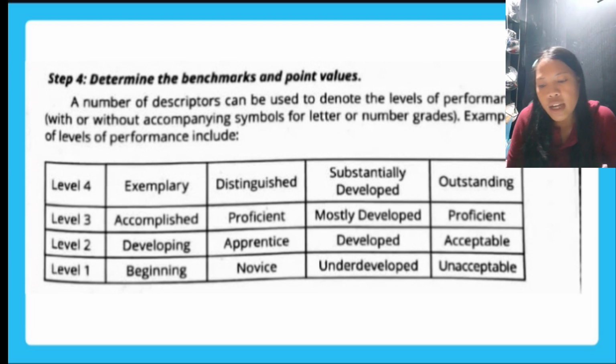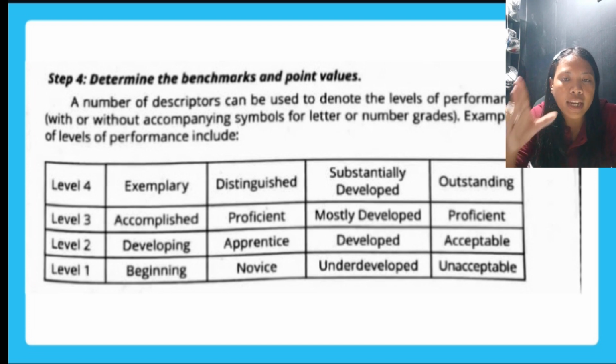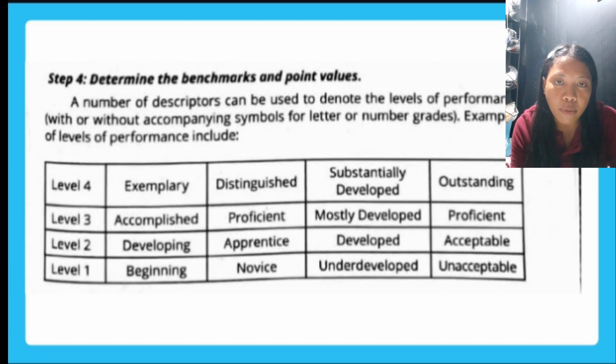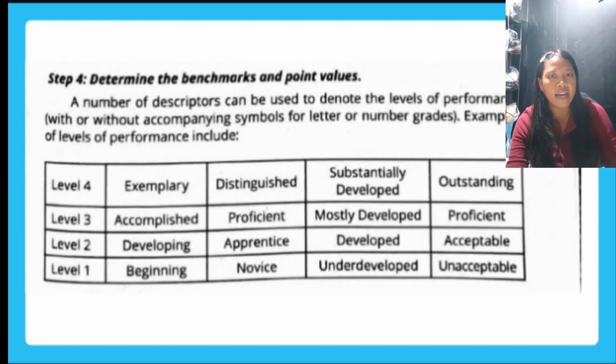So in short, step 3 is to organize what you will assess, while step 4 defines how well the work needs to be done and how it will be scored. And that's the third and fourth basic steps in developing rubrics.